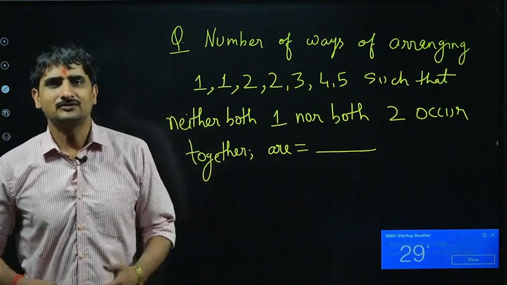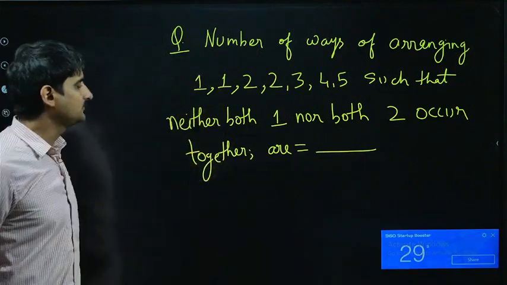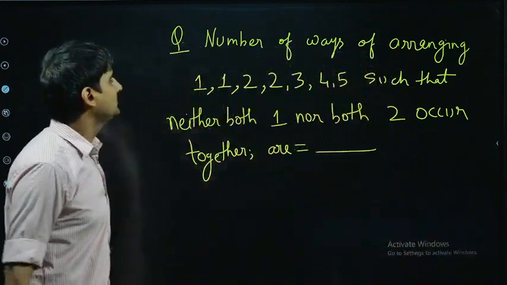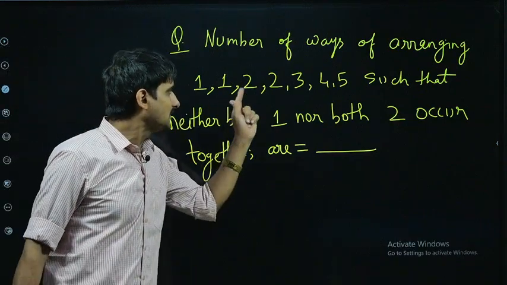So moving ahead with the questions of PNC. So that's the next question of permutation and combination here. The question statement is: number of ways of arranging these, how many are there?